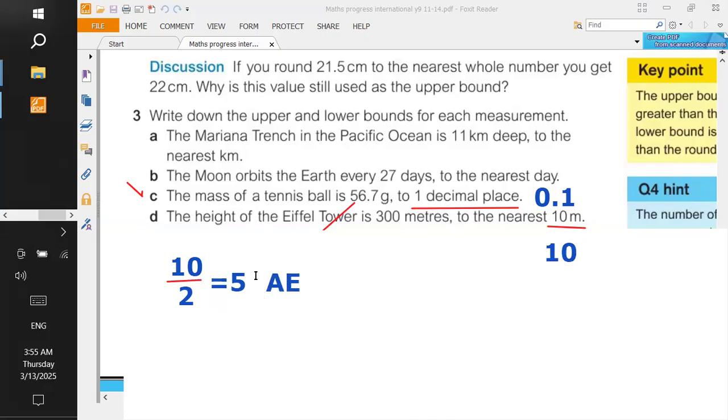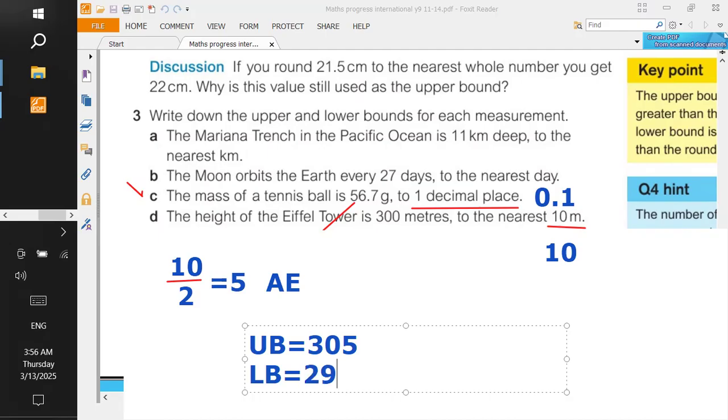So this is the absolute error. The original is 300. So you add it to find the upper bound. So upper bound will equal 305, I'm sorry. And the lower bound, you subtract it. So it's going to be what? Very good. 295. So adding the absolute error to the original to find the upper bound and subtracting from the original to get the lower bound. And this is how you answer a question like this.